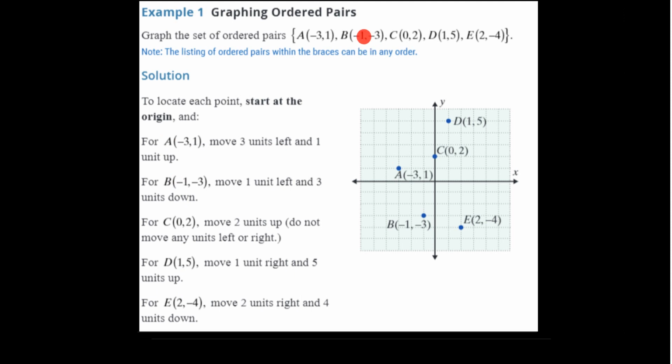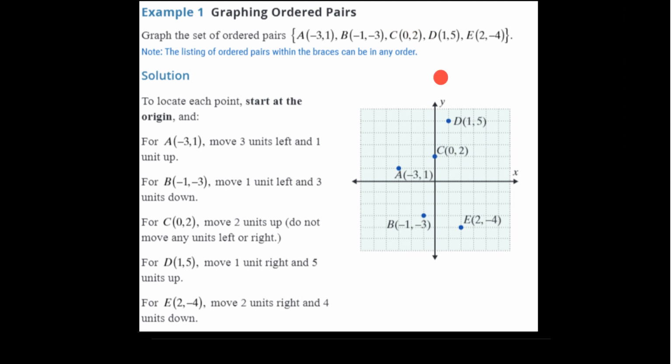But B is -1, -3. So I'm going to be going left on the x-axis 1 unit and down 3 on the y-axis. So I'm going to be going left 1 and then down 3. 1, 2, 3. C is a little tricky, right? It's 0, 2, so I'm not moving left or right at all. I'm staying at the origin for the x value. But my y value is a 2, so I'm going to be going up 2 units. 1, 2. That's how we see that point.